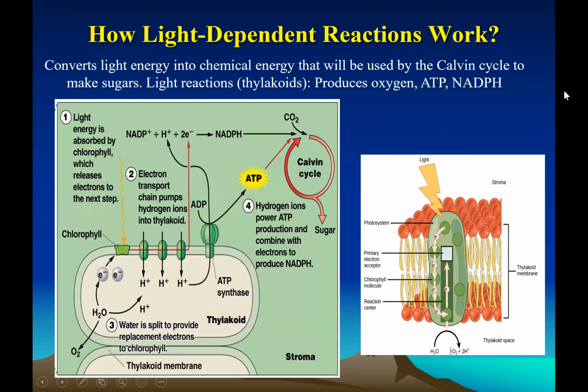So here's the light dependent reaction. So you can see what's happening here is the overall chemistry of the light dependent reaction is that it's converting light energy into chemical energy that will be used up in the Calvin cycle. And it is happening in the thylakoid membrane. It will produce ATP and NADPH that is required for the Calvin cycle.